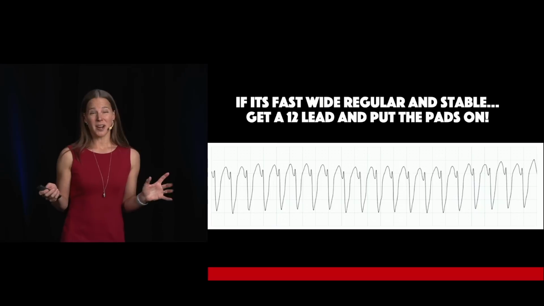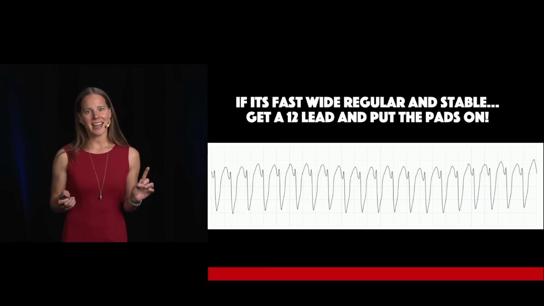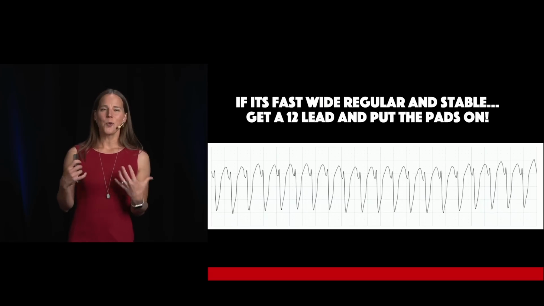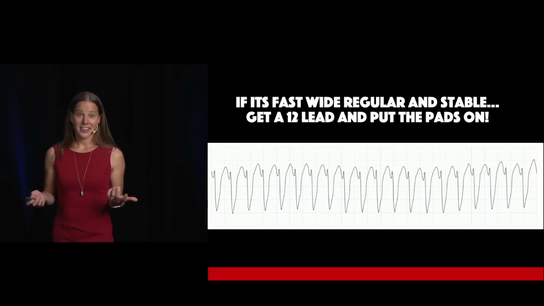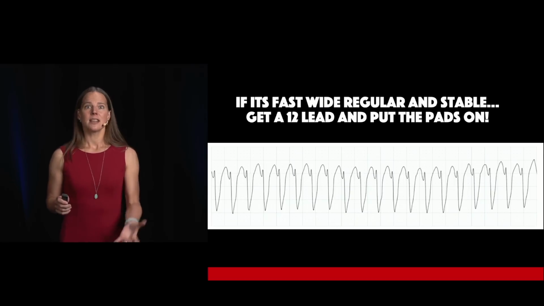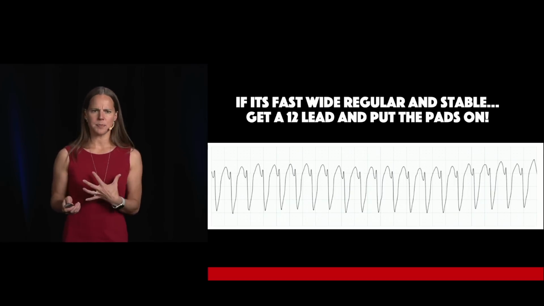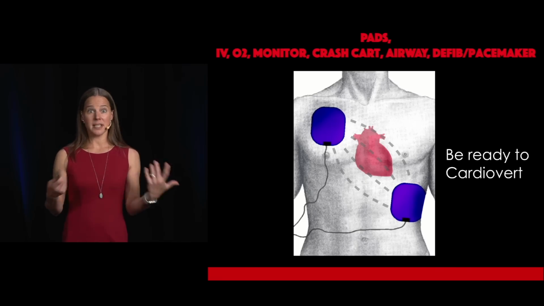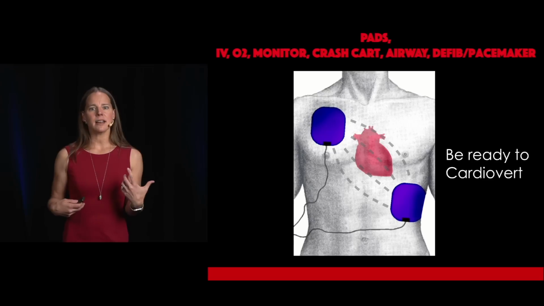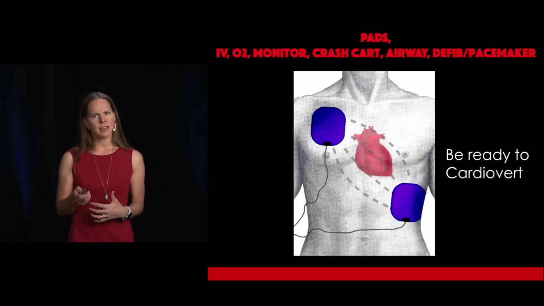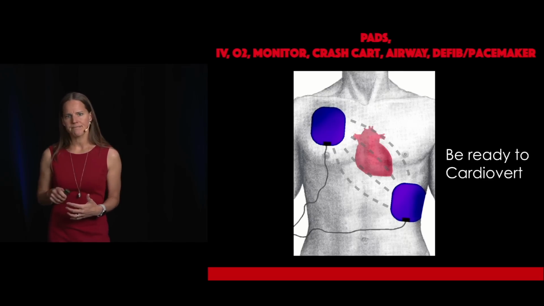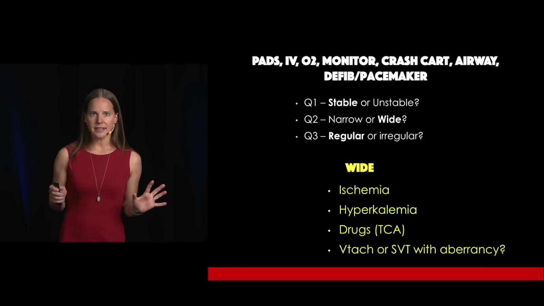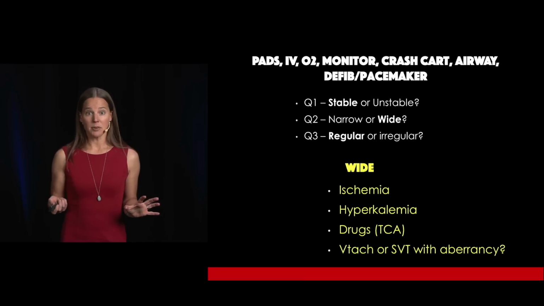So you get up out of your seat, you go see this patient, they're stable, they're talking to you, you want to get a 12-lead ECG and look at that and put the pads on, because even though the patient is stable right now, wide complex tachycardias are scary and they can deteriorate very quickly. So you see the patient, they're stable, put those pads on and be ready to cardiovert if you need to. As you're talking to the patient, this should be normal for you. Get the pads on and then do your history and physical and always be ready to cardiovert. Okay, so let's talk again about our differential for what is this wide complex, regular, stable tachycardia.